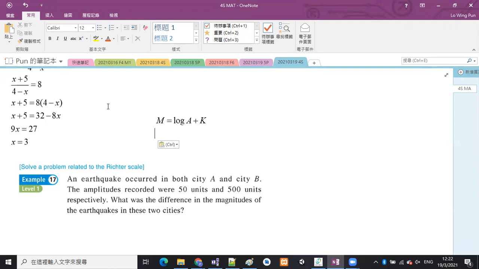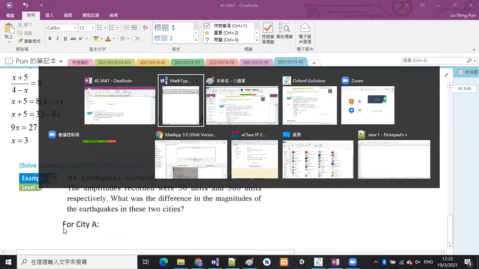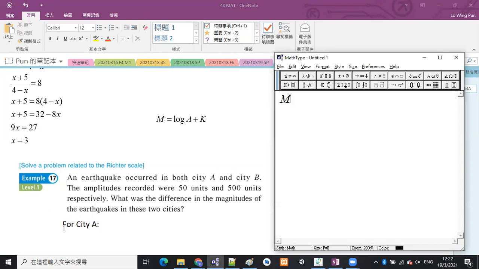所以 for City A。M，我叫 M1 啦，M1 就等於 log A 50 plus K。K is an unknown.